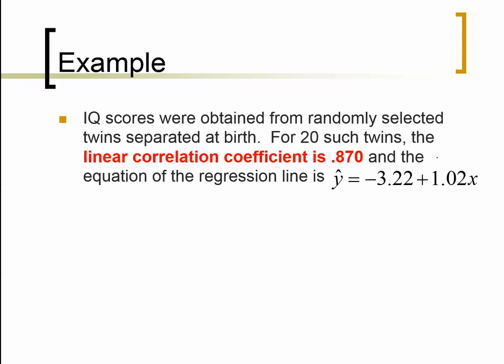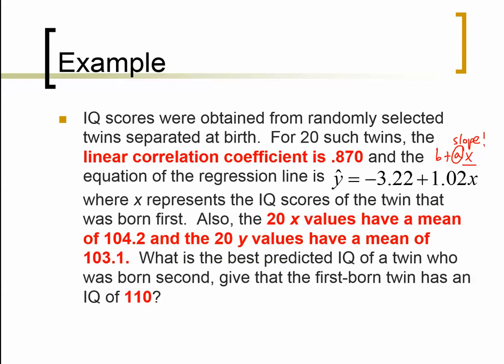Notice that this is reported where they have the b plus ax, so some textbooks switch that around. It's important though to always put the a next to your x. The a number in your calculator is always the slope. In this equation, x represents the IQ scores of the twin that was born first.